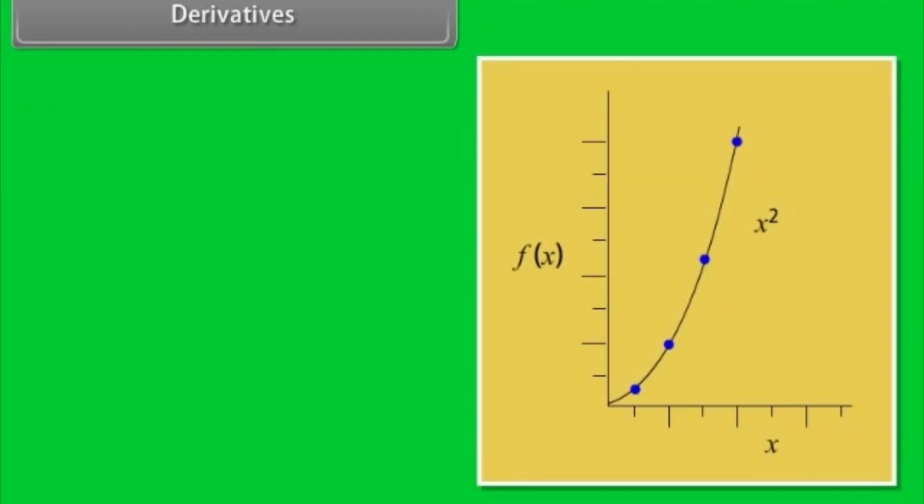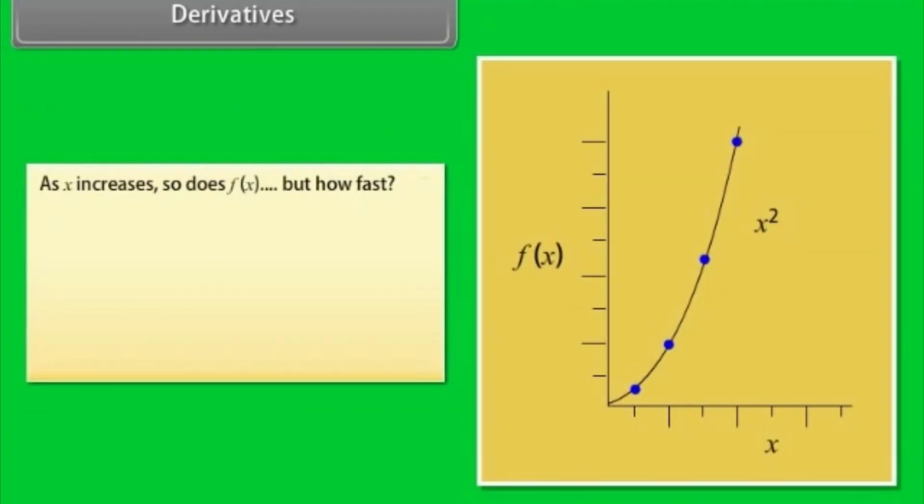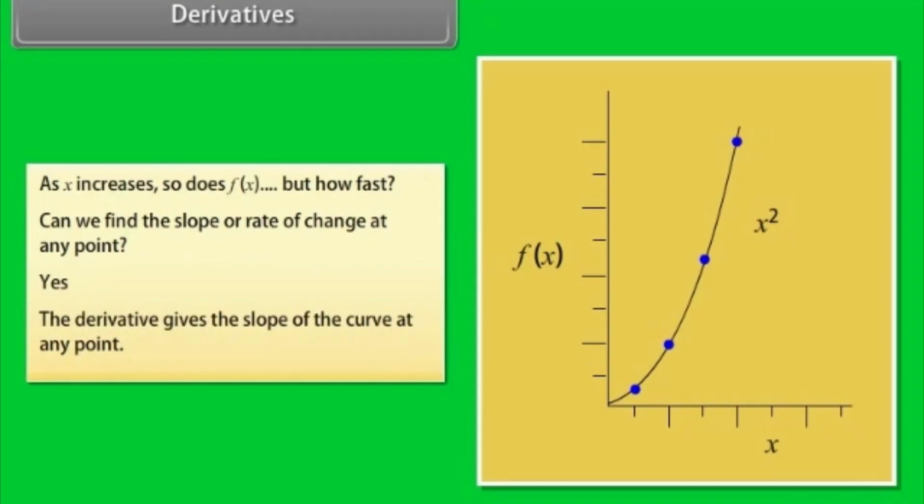Below is the graphical representation. As x increases, so does f(x). But how fast? Can we find the slope or rate of change at any point? The answer is yes. With derivatives, we can. The derivative gives the slope of the curve at any point.